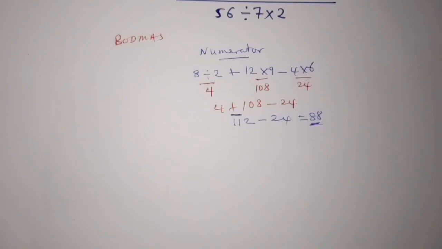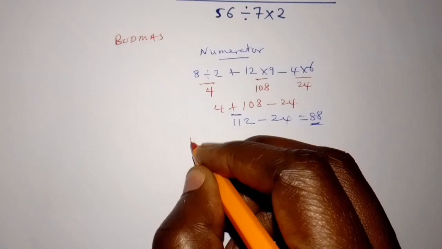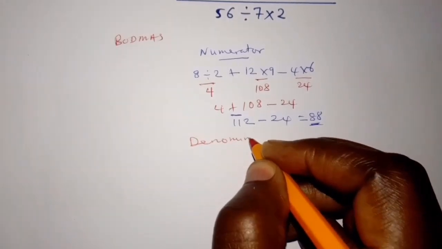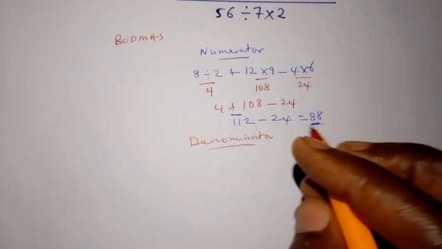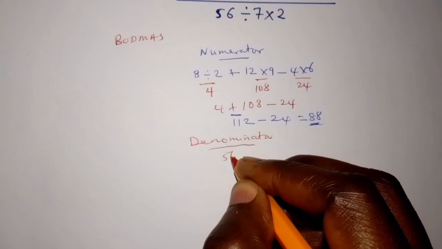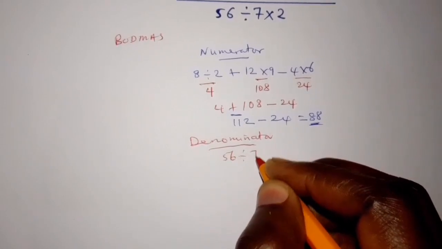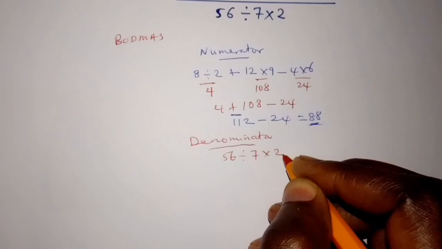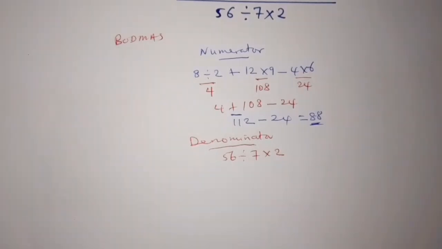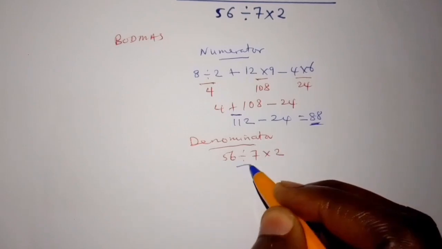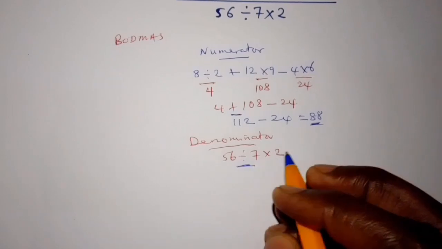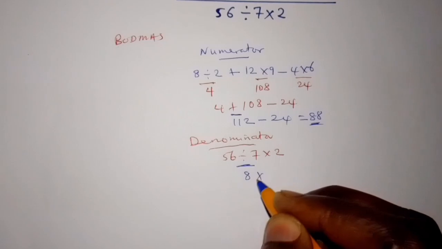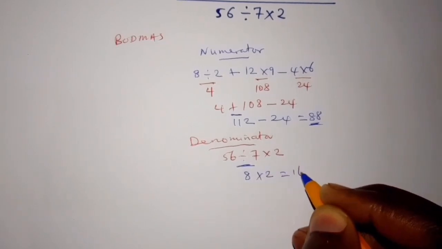Now what about the denominator? Denominator is 56 divided by 7 times 2. So we use BODMAS here. We start with division first. 56 divided by 7 is 8. Then we multiply by 2, which is giving us 16.